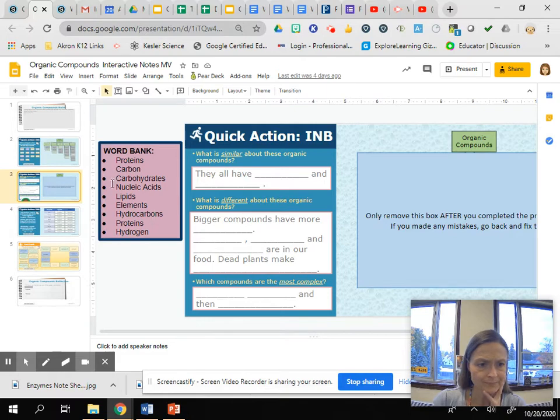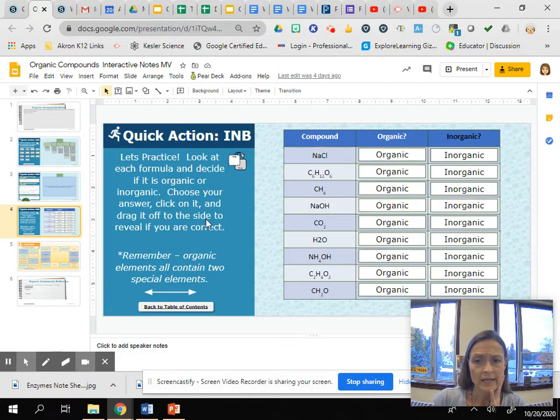That might help you. Then the next slide is kind of like a guessing game to see if you remember the definition of organic. So we're going to practice. You're going to look at these formulas, okay, and decide if it's organic or inorganic. And you're going to choose your answer. You're going to click on the little box and slide it away to see if you're correct. Remember that organic elements all contain 2 very special elements. And it's in your notes from last Friday.